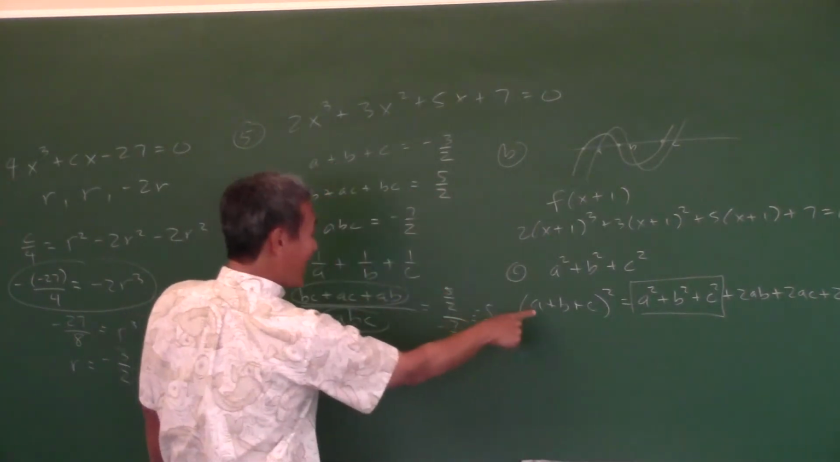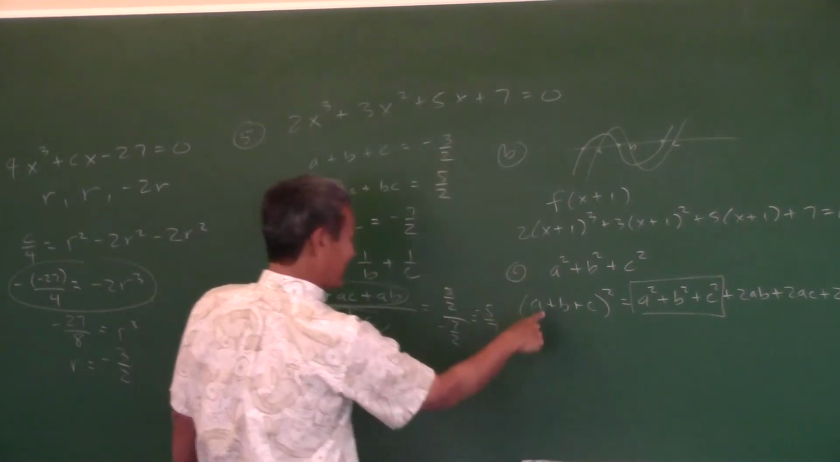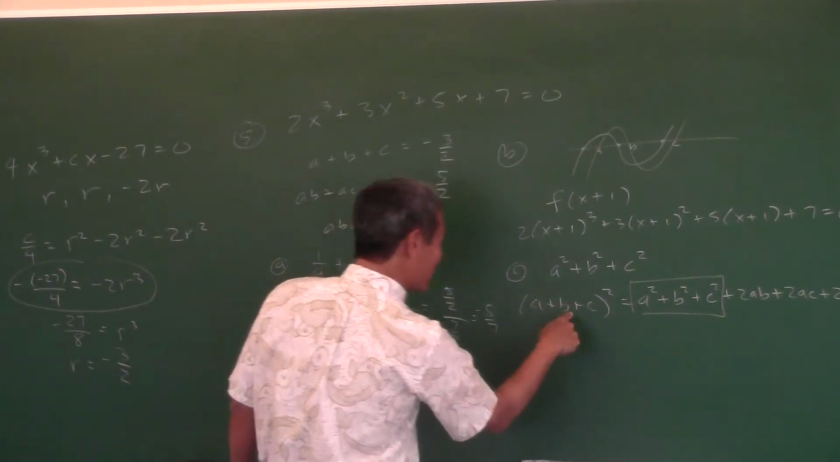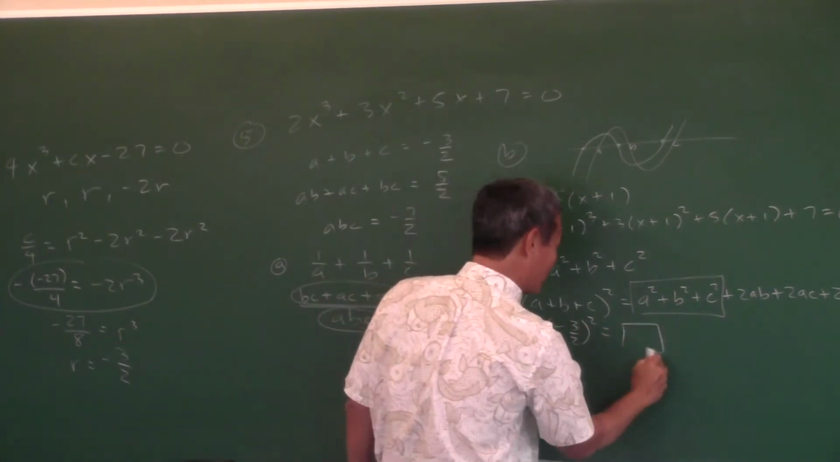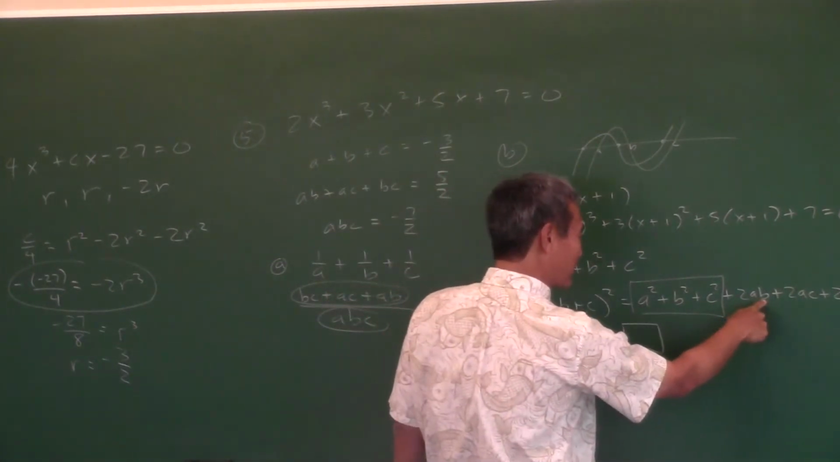Look, right there. A plus b plus c is negative 3/2. So I can substitute negative 3/2 over there. Okay, that's the thing we're trying to find. I call it box.